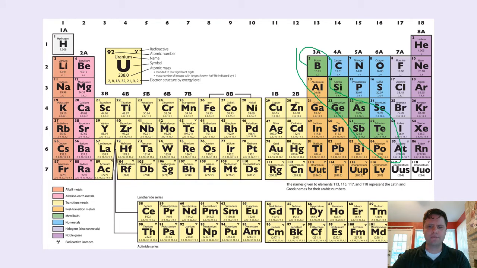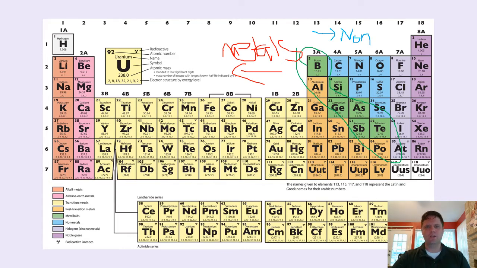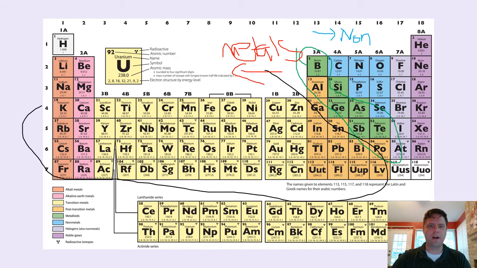Everything to the left of those are the metals. So metals go this way. Sorry, it's hard to write with a mouse here. The metals. And everything to the right of that line are the nonmetals. Okay? So you can notice here that the largest chunk of the periodic table is made up of metals.